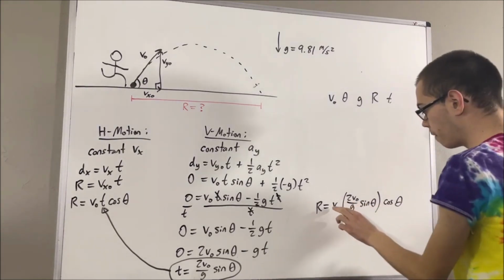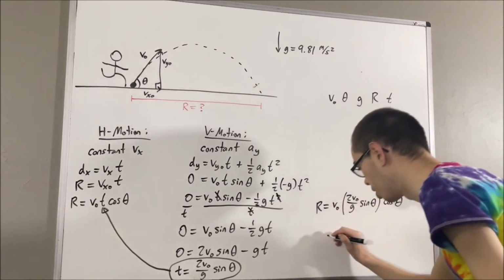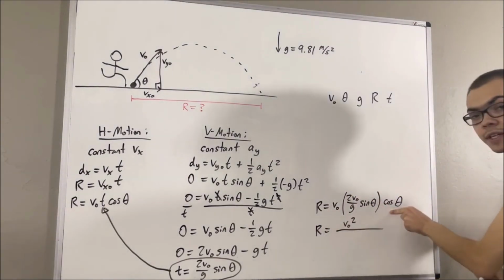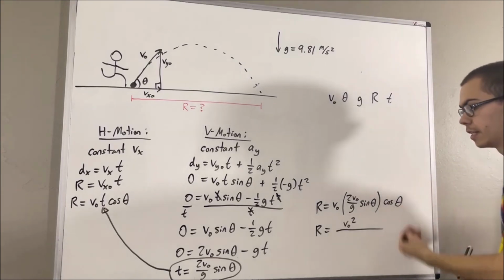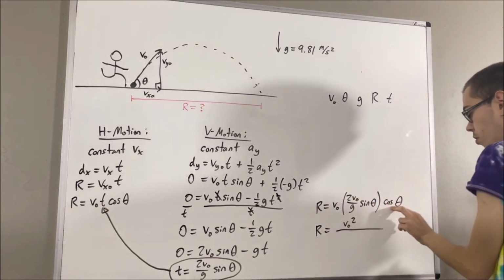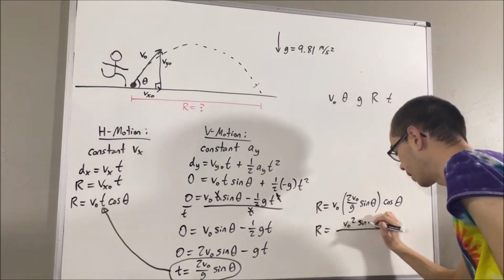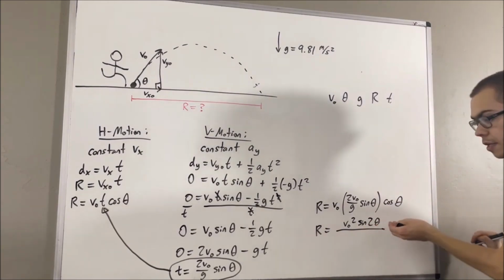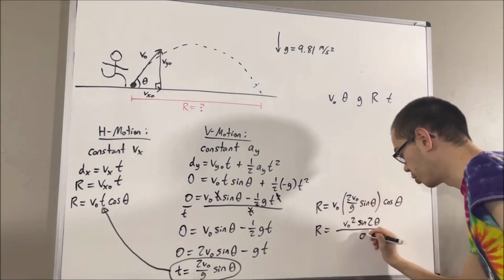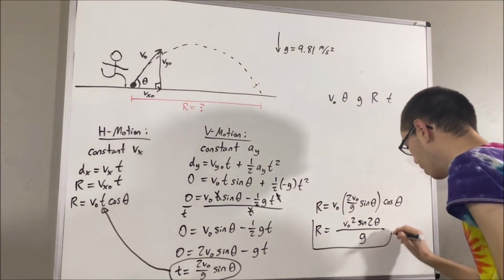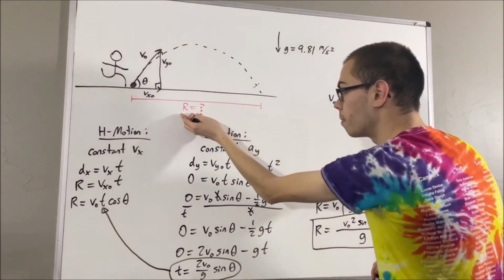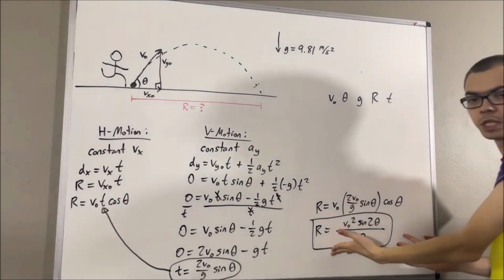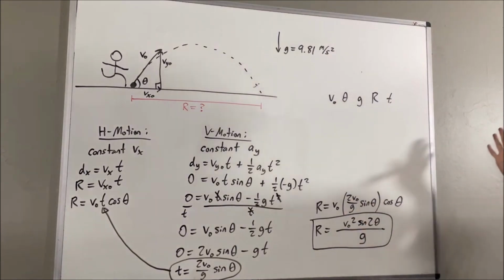Now notice we have v0 times v0. That gives us v0 squared. And we have 2 sine theta cosine theta, which is a trig identity. If you recall, 2 sine theta cosine theta is the trig identity for sine of 2 theta. So that's just sine of 2 theta. This is all over the acceleration due to gravity g. So this is r in terms of these 3 quantities. This is exactly the equation that we wanted. And so that's pretty much it for this video.